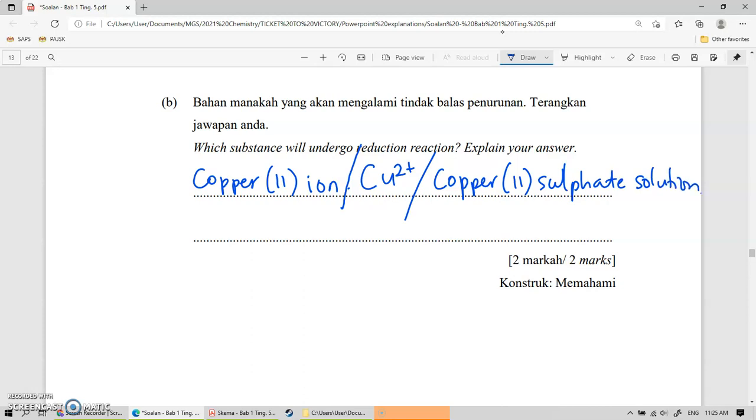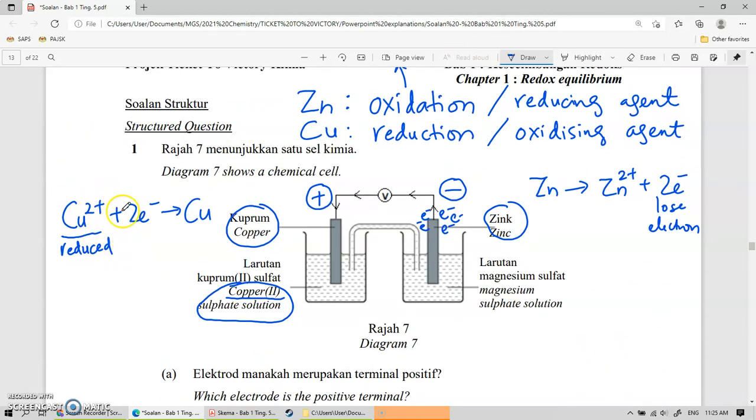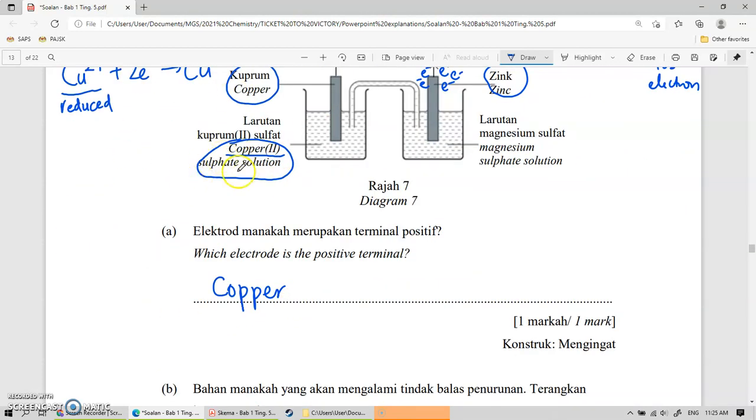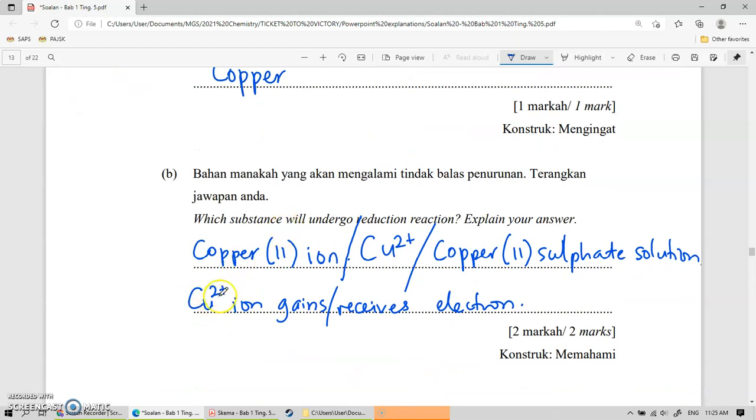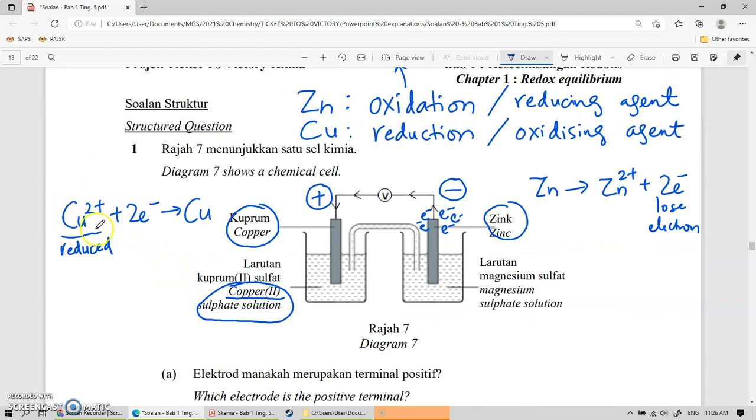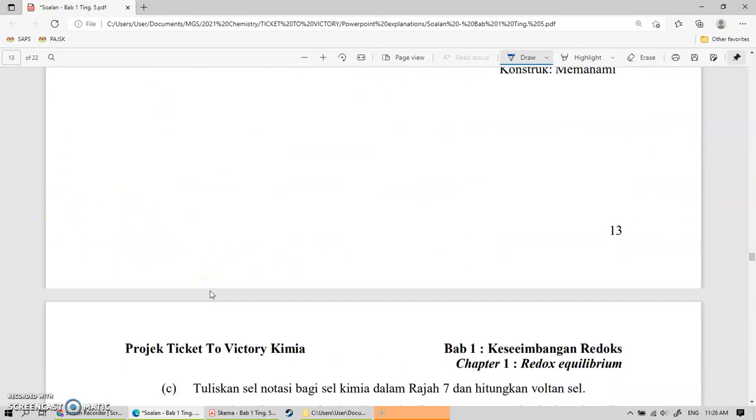Okay, explain your answer. So you can say copper 2 plus ion gains or receives electrons, because that is the half equation that we have written earlier. Receive electrons, so therefore it goes through reduction. So therefore copper 2 plus ion or copper 2 sulfate solution goes through reduction, and copper 2 plus ion receives electrons. Please do not say copper 2 sulfate solution receives electrons. It's wrong, because it's the copper 2 plus ion that receives electrons. Next question.